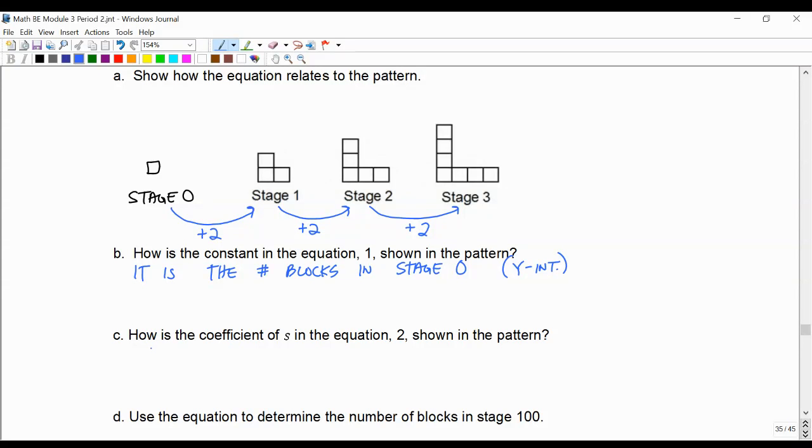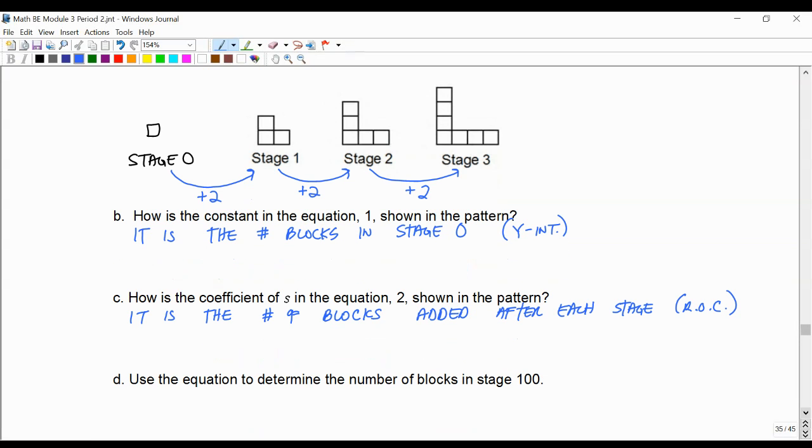The 2, how is it shown in the pattern? It is the number of blocks added after each stage. This is our ROC. This is supposed to be an x. We'll fix that.